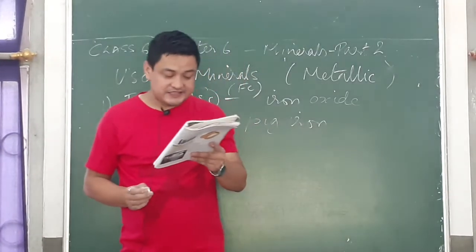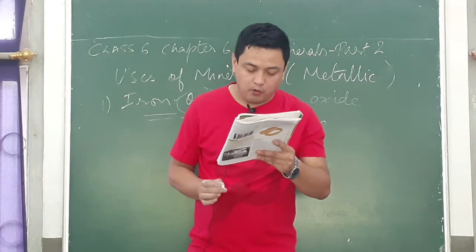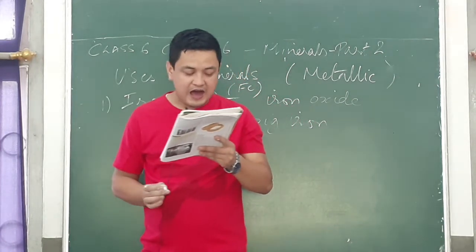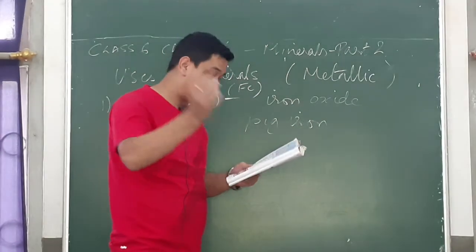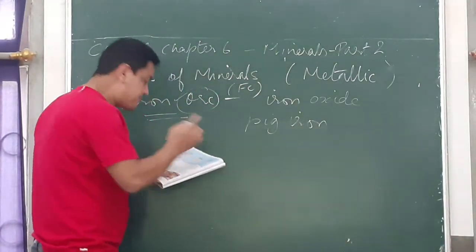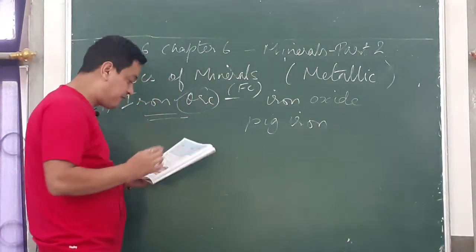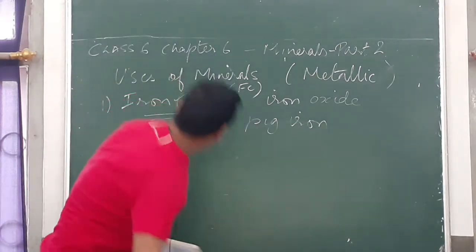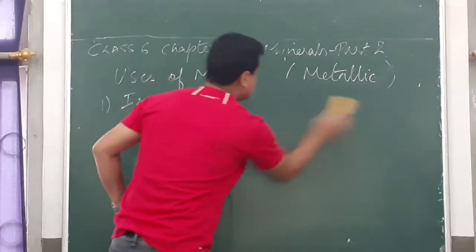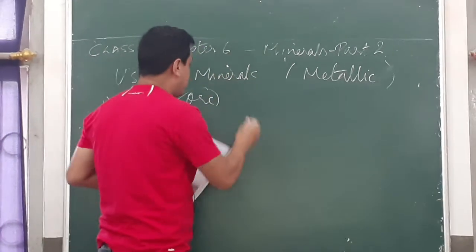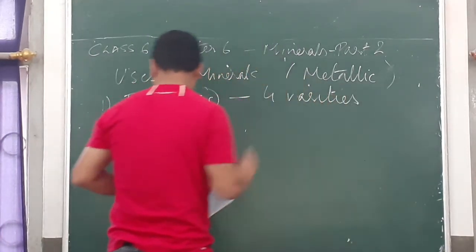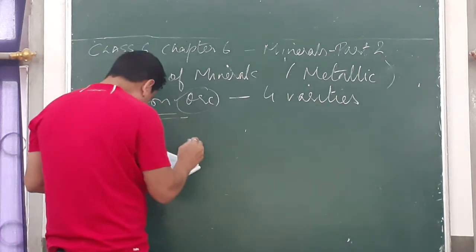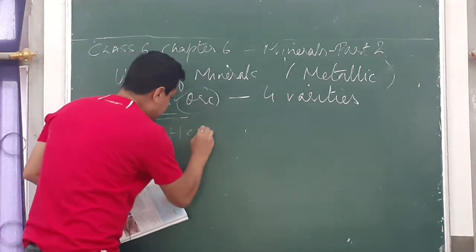The highest quality and the most important iron ores for steel making are hematite and magnetite, which we are studying just now. The main varieties of iron ore are, there are 4 varieties of iron ore. The first one is hematite.